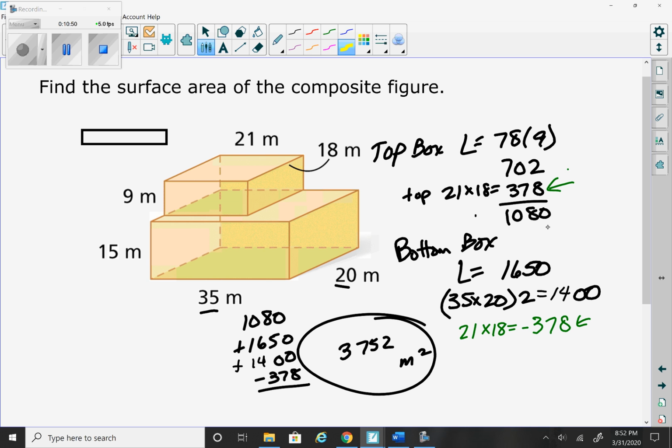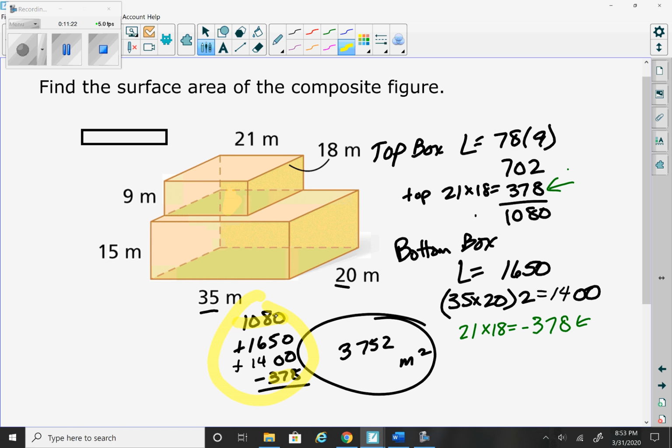For the box on the bottom, my lateral, 35 plus 20 plus 35 plus 20, and then multiply that by the height, which is 15. So I should come up with a lateral of 1650. The bottom of that box is, both the bottom and the top, 35 times 20 times 2, is 1400. And then I have to subtract that rectangle off the top of the box on the bottom. There's an opening here, so that's why I subtracted that 378.